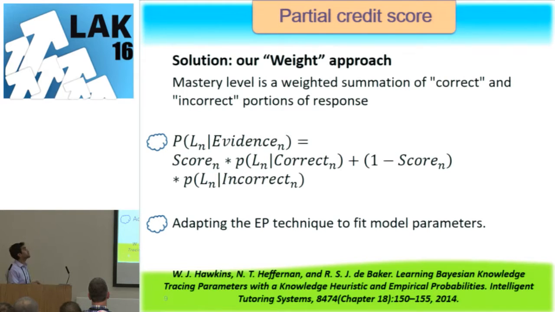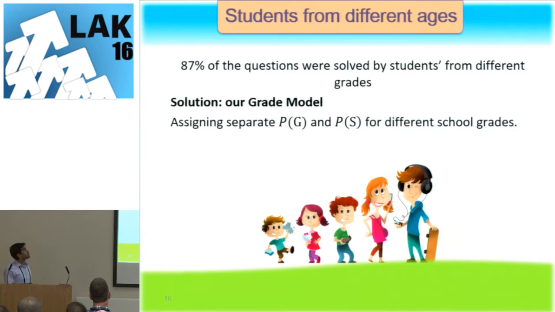We also adapted the empirical probabilities technique to fit the model parameters. The empirical probabilities is a heuristic approach to fit model parameters. We changed the equations of that approach so it will be able to capture the partial credit score knowledge.